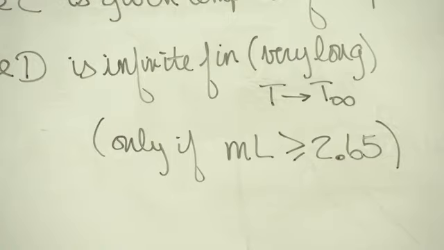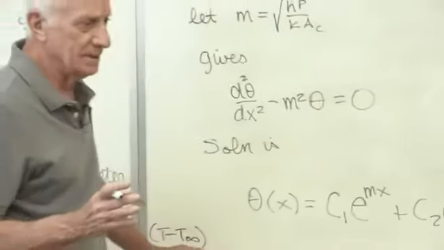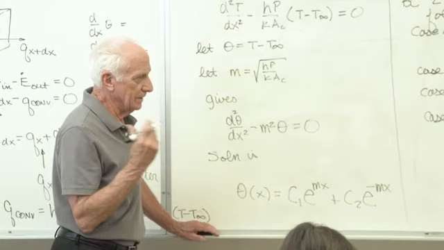So we have 4 possibilities. There's more than 4. There could be radiation from the fin tip. No, that's too complicated for this first class in heat transfer. So ignore that for right now. These are the 4 cases we use in our textbook.